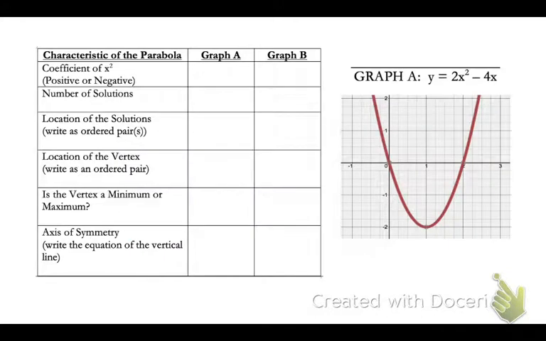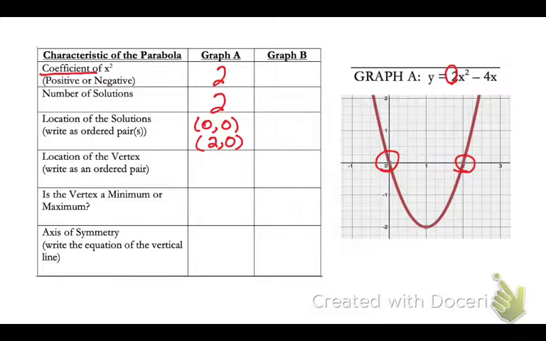I've given you a graph here, and I've given you the quadratic equation y equals 2x squared minus 4x, which goes with this graph. I'm going to look at the coefficient of that graph, and remember, coefficient is the number in front of the x squared, and it is a positive 2. So that graph should open up, and sure enough it does, because it has a positive coefficient. The number of solutions: the graph actually touches the x-axis twice, so there are 2 solutions, and the ordered pair for each of those solutions, one is (0, 0), and one is (2, 0).